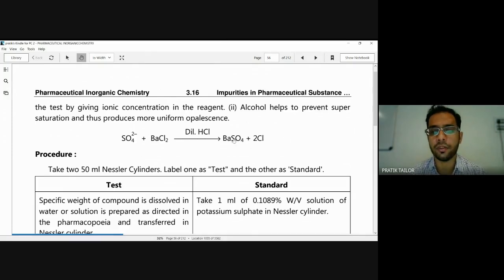It will enhance the reaction rate. And what will be formed, barium sulfate? Again, it is a precipitate. It will form turbidity, and this turbidity will be evaluated.